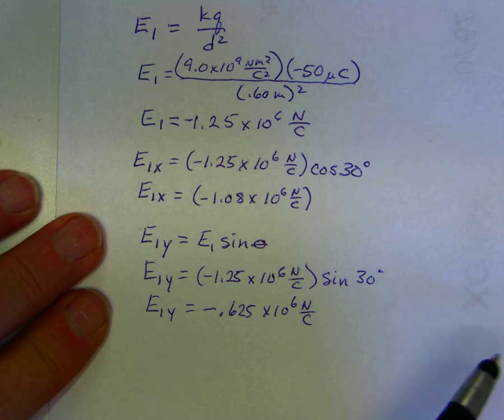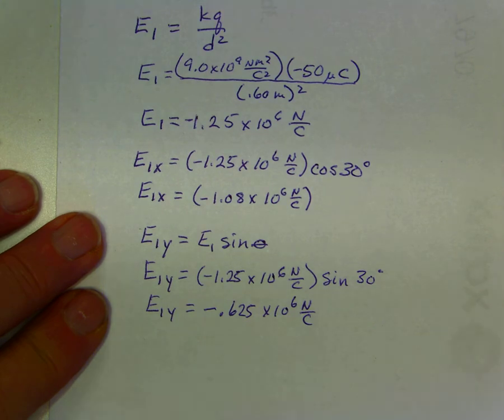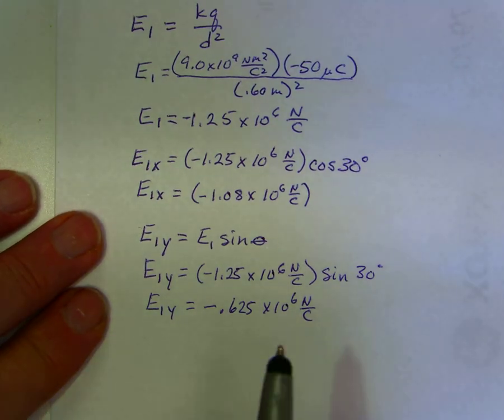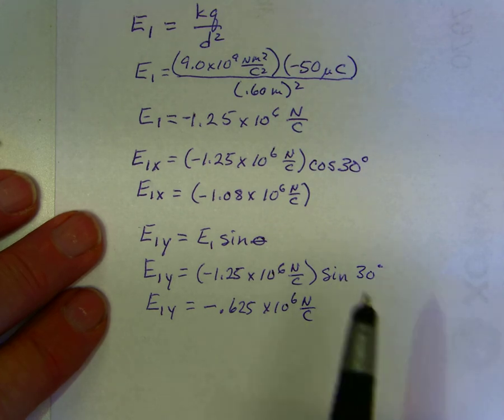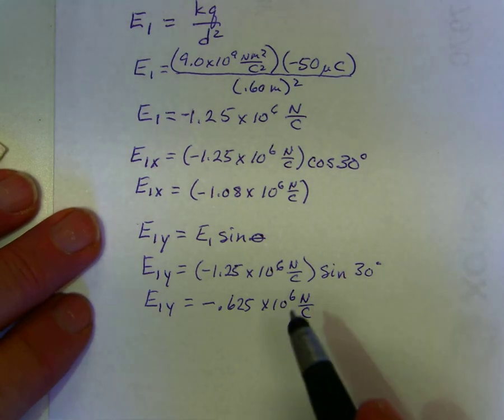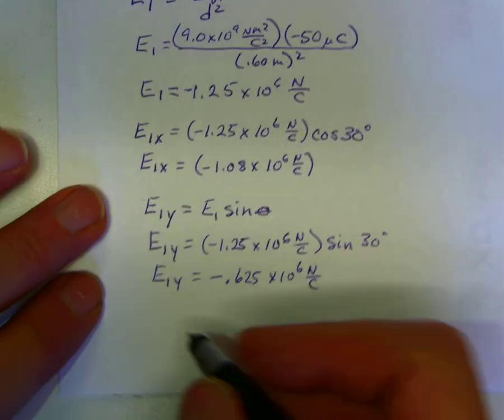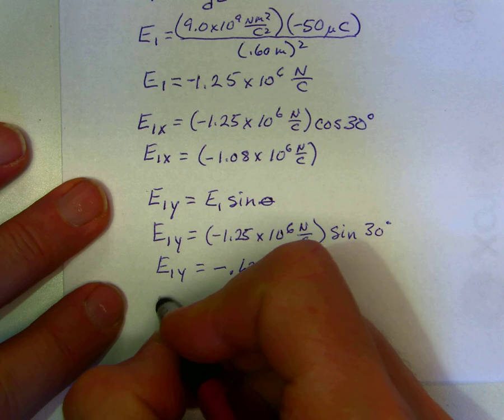So what did you get for E1 in the x direction? Negative 1.08 times 10 to the 6 newtons per coulomb. Okay. You want to do the same thing for E1 in the y direction. Except in the y direction, what are we going to use? Yeah, E1 sine theta.